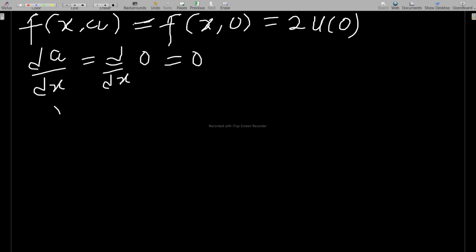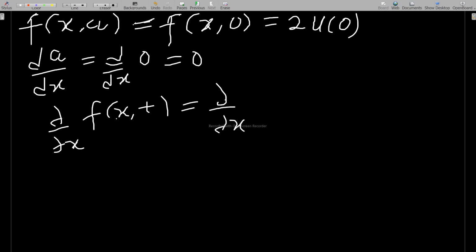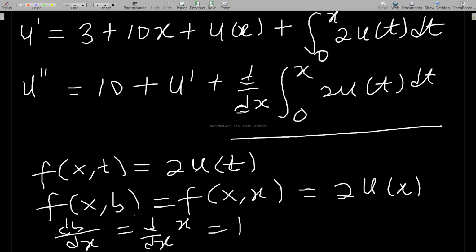Now we have to find the partial derivative with respect to x of our f(x,t), and that is equal to the partial derivative of 2u(t). Now this is a function of t, so when I differentiate with respect to x, I'll get 0. So our equation here, everything I have here will then become like what I'm coming to write.